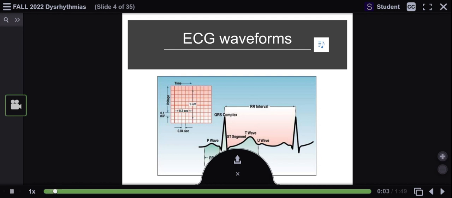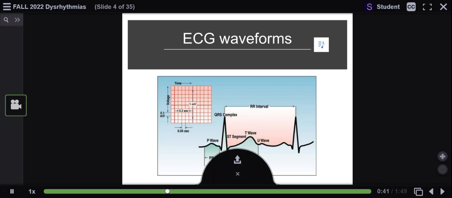Doctors, nurses, and healthcare providers use the ECG because it offers important information about the electrical activity of the heart, and at the same time, it's useful in diagnosing dysrhythmias. ECG waveforms are printed on graph paper and are divided into vertical and horizontal lines, as you can see in this picture. The time and the rate are measured on the horizontal axis of the graph, and the amplitude or voltage is measured on the vertical axis.